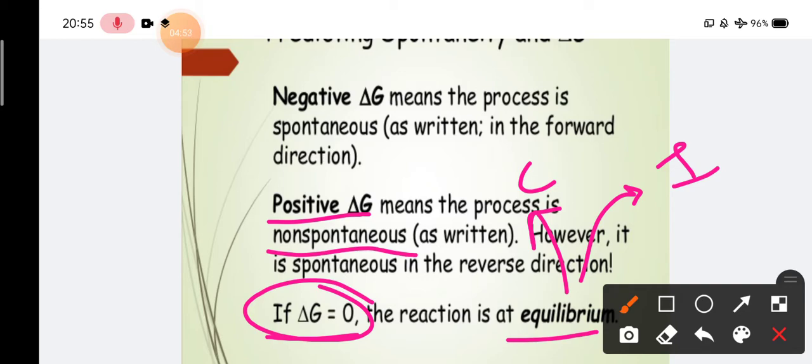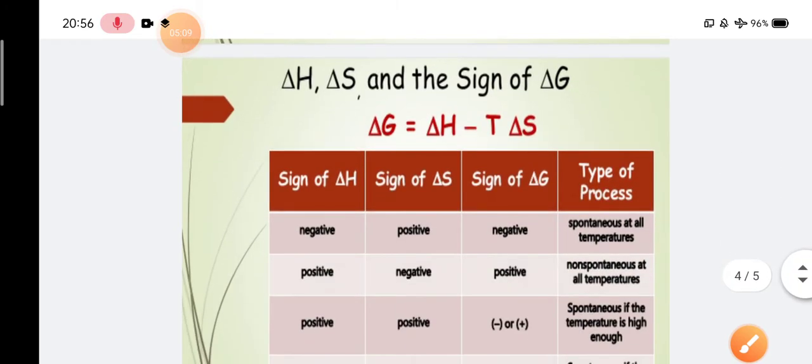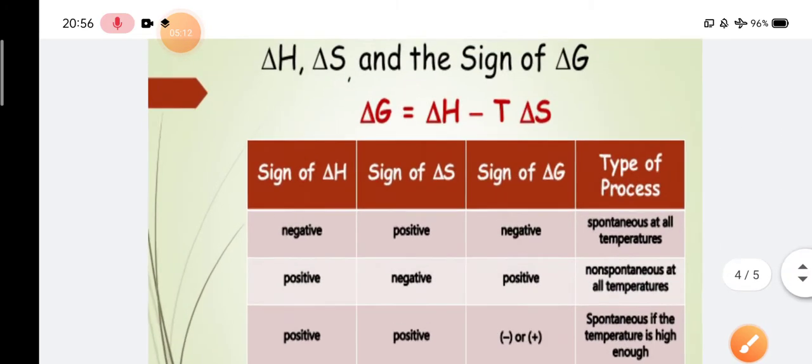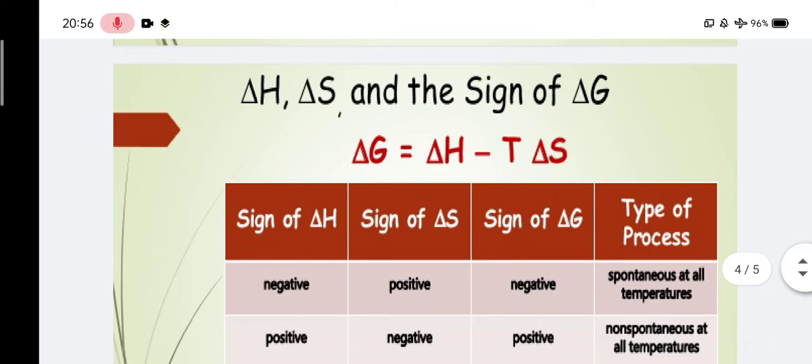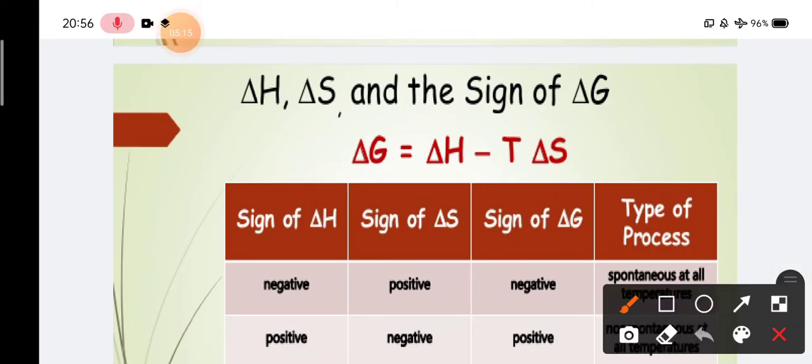So please remember up to now that if delta G is negative, then it will be a spontaneous reaction. If delta G is positive, then it will be a non-spontaneous reaction, and if delta G naught is equal to 0, then the reaction is at equilibrium. And by this equation we can have some idea about which reactions may have a negative value of delta G.